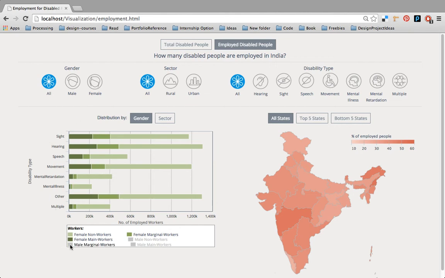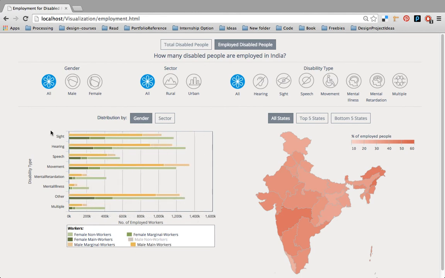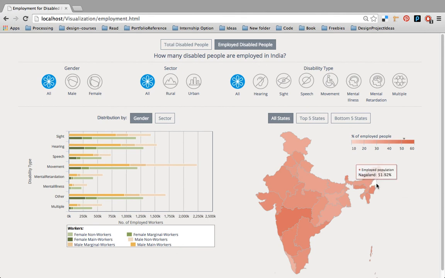Based on the filters you choose, the different data can be seen in the choropleth map of India or the bar graph here. So let's bring these filters back. And over here you can see, okay, Nagaland is the state with the maximum employment percentage.